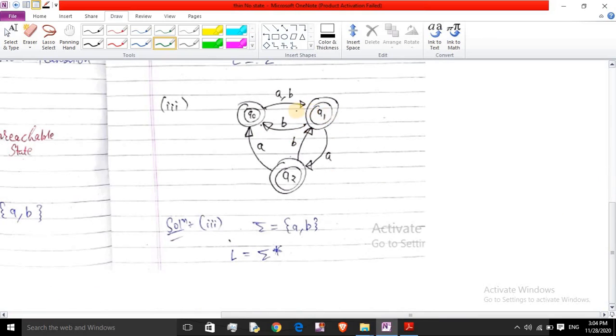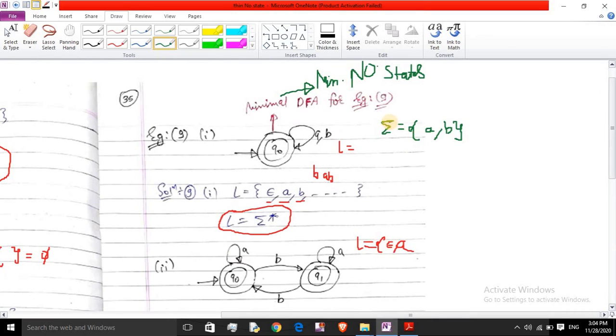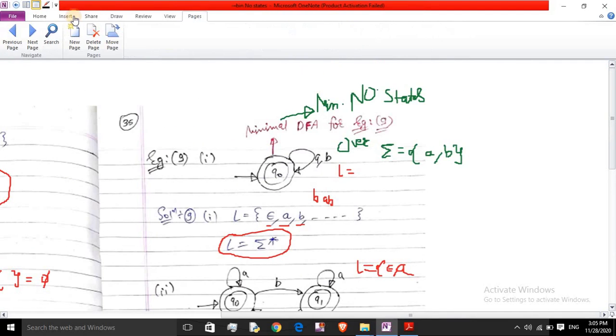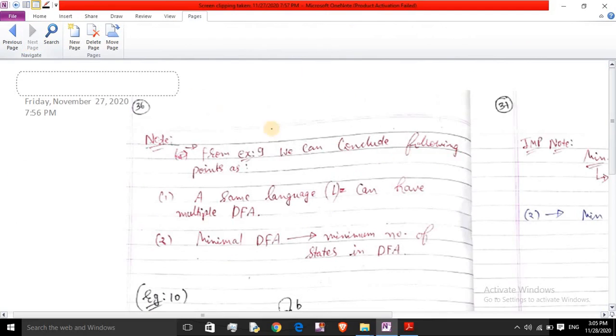So this is not a minimal DFA. The minimal DFA is only this one, over the input alphabet which is A and B. Okay, now moving to our next example.